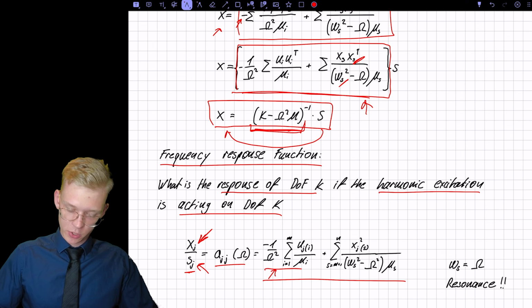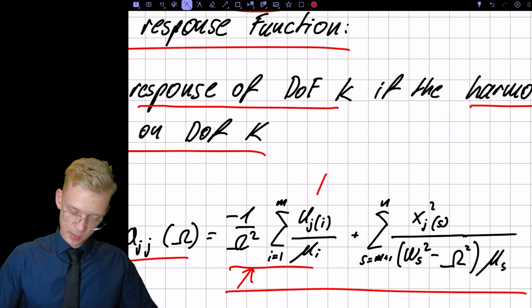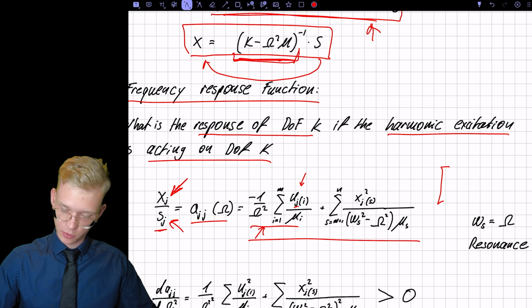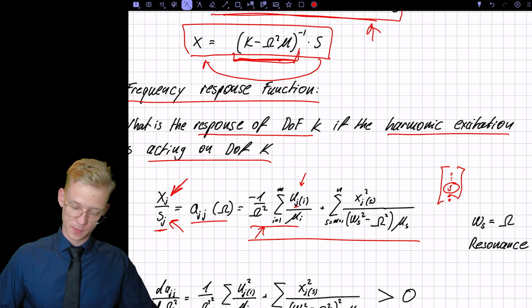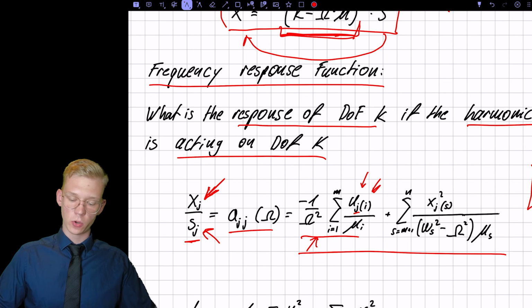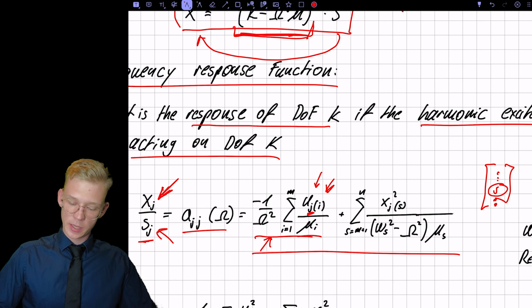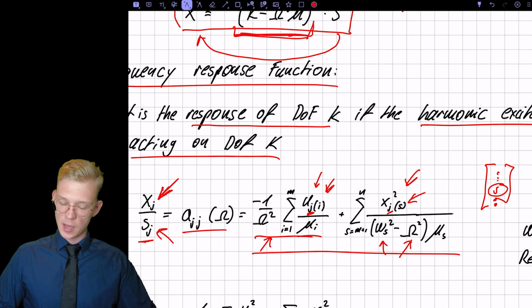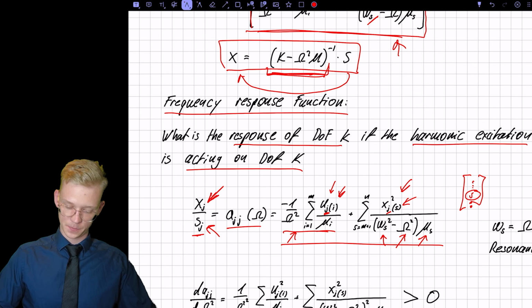So we have this function where this J means that we only look at the jth element. So if we have a vector that has something J, something, something, we only look at this part. So of the rigid body mode number I, we take the element j divided by the modal mass of mode I. Here we have the element j of our elastic mode S, eigenfrequency of S, and the excitation frequency, and again the modal mass of S.